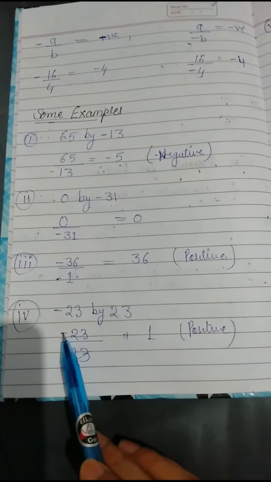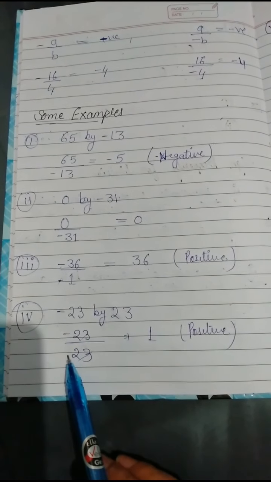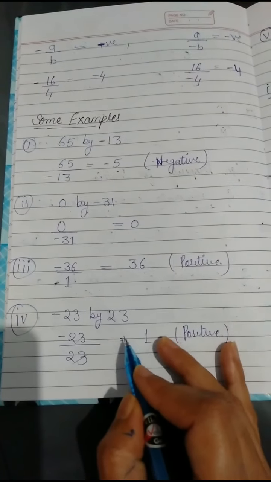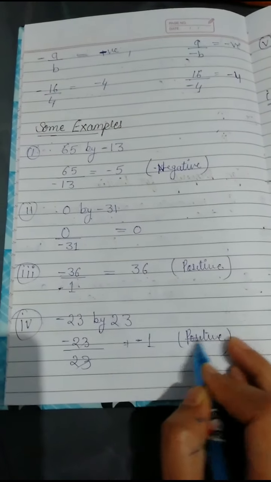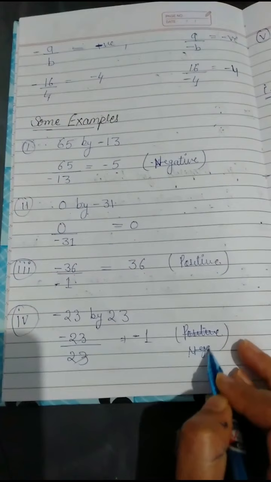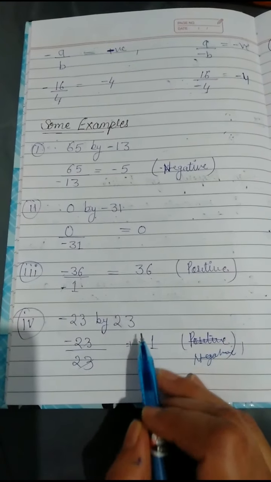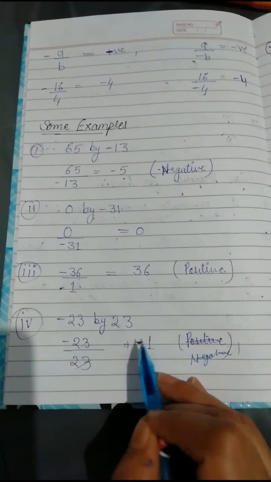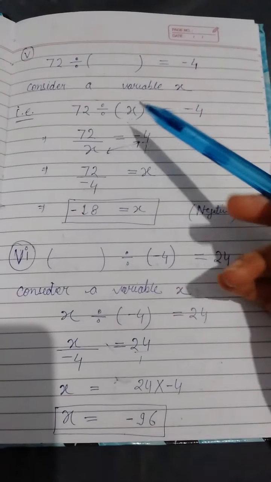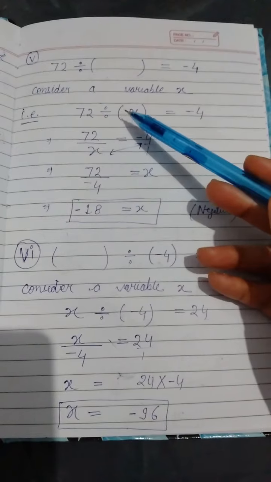Next is minus 23 divided by 23. One is negative and one is positive, so the result will be negative. This should be negative, because I have already explained, if one is negative and one is positive, the result will always be negative.